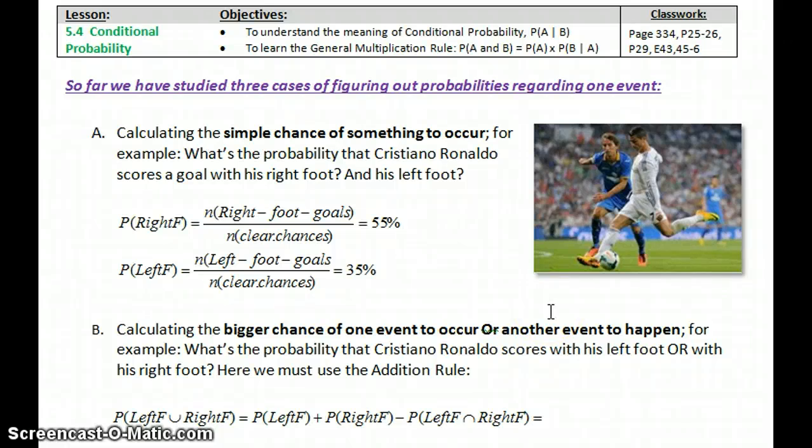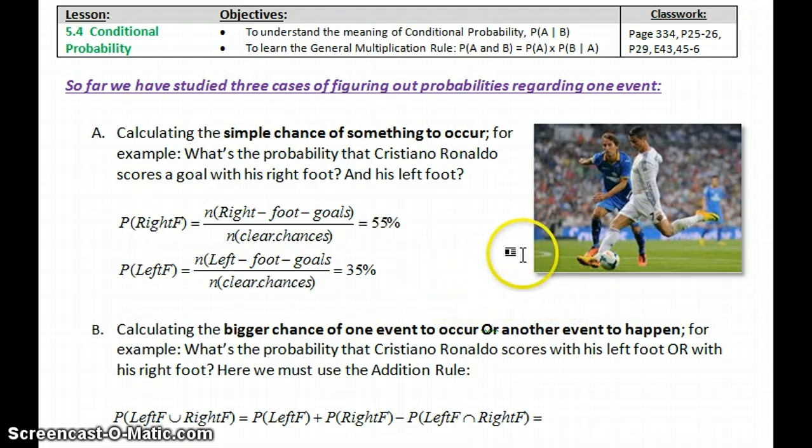Hello guys, today we're going to study lesson 5.4, conditional probability. So far we have studied how to calculate the simple probability of something happening. For instance, let's consider Cristiano Ronaldo, he's right-footed. What is the probability, for instance, that he scores goals with his right foot?